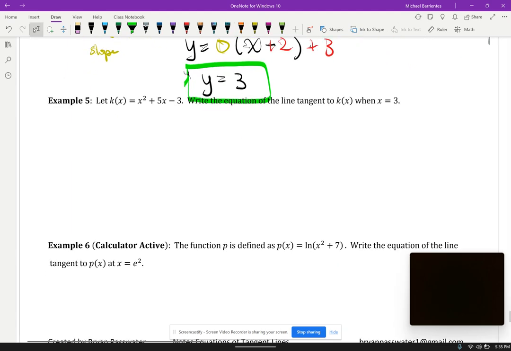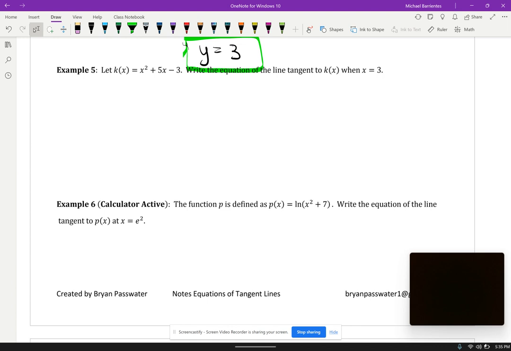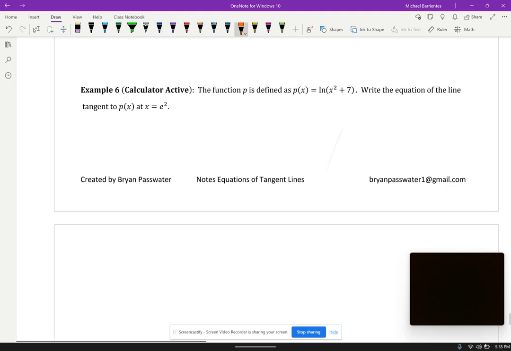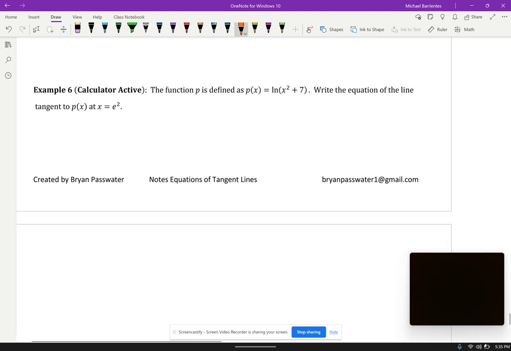I'm going to skip number 5 to go to number 6. This is the last question here in this section. The function p is defined by this equation. Write an equation of the tangent line to p of x at x equals e squared. I think this is the last one.